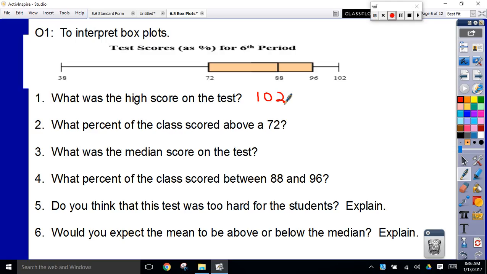What percent of the class scored above a 72? So here's 72. Think about how many quartiles we have above that. Gabby? Good. 75%. So we have 25% here, another 25%, another 25%, 75%. What was the median score on the test? TJ? 88. Good. 88. Median's right there in the center. What percent of the class scored between 88 and 96? Lacey? 25%. Good.